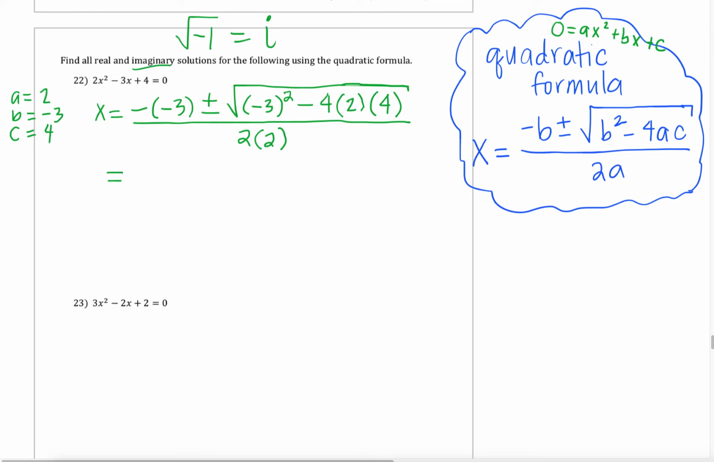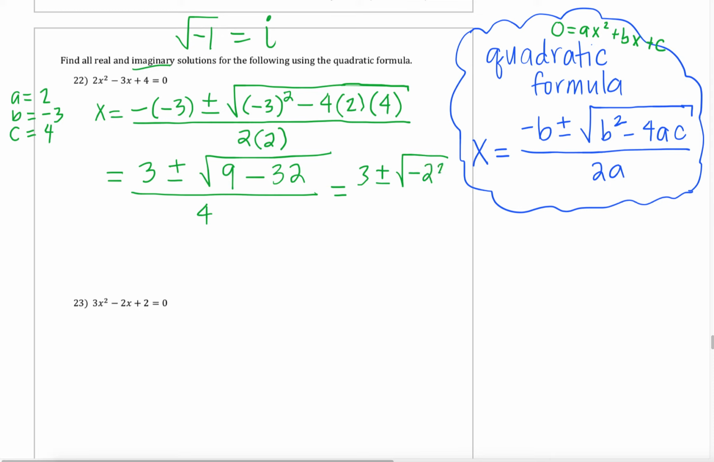From here, let's start simplifying it part by part. So negative times a negative 3 is going to give me a positive 3, plus or minus the square root. Negative 3 squared is going to give us a positive 9, and then negative 4 times 2 times a positive 4 is going to give us a negative 32. All over 2 times 2, which gives us that 4. We can simplify this a little bit more underneath the square root. So I still have 3 plus or minus the square root of negative 23 all over 4. So now we've simplified as far as we can from what we've done before.